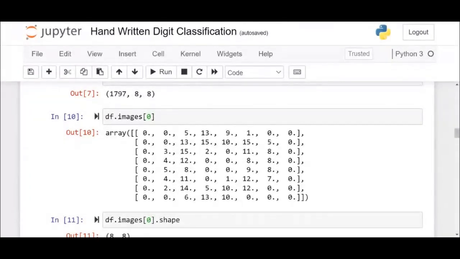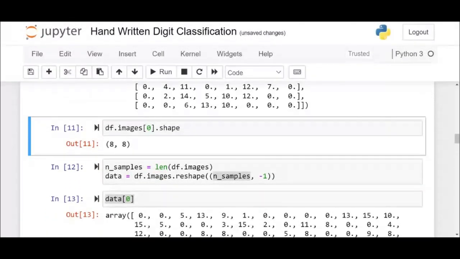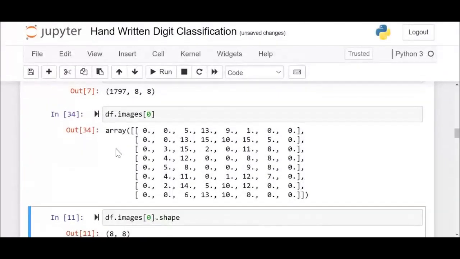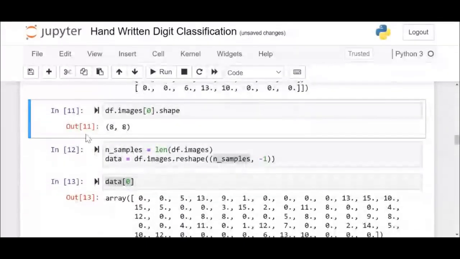It is an 8 by 8 array, and you see that the values from 0 to 16 are filled. You can make out that in the center the values are low, around it the values are very high, and then lower again. It seems to me like a 0. Say, for example, if I pick 9, it is some other digit, and it looks like this. The shape of a single image is 8 by 8, but the overall data is 1797 by 8 by 8.